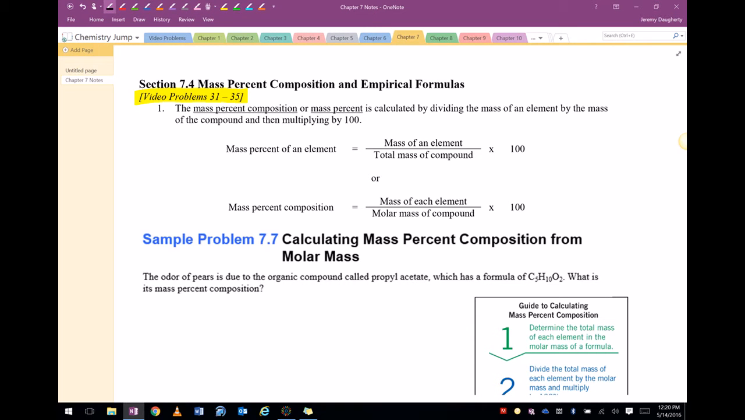So the mass percent composition, or mass percent, is calculated the same way you would calculate any percent. For example, let's do calcium nitrate, Ca(NO3)2. If you want to know the mass percent of oxygen, it's going to be 6 times the molar mass of oxygen over the molar mass of calcium nitrate, Ca(NO3)2. So it's always a part, in this case oxygen, over a whole, in this case calcium nitrate. That's the mass percent composition.